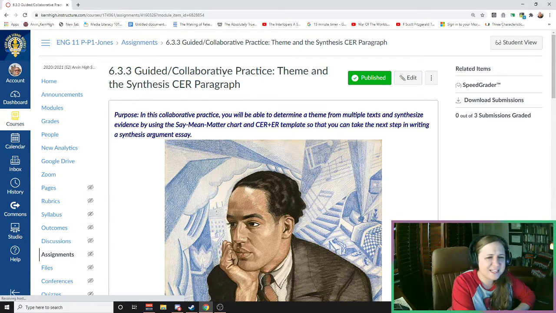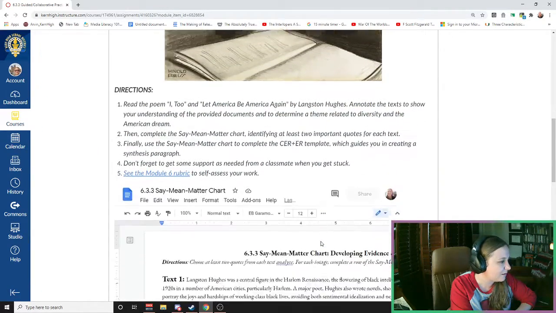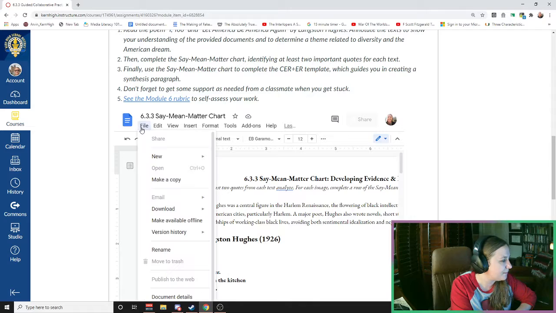This first activity is going to be an activity that we do together as a class, and we're going to read these 2 poems by Langston Hughes, who was a very influential poet during the time called the Harlem Renaissance in the 1920s. That's a picture of him right there. I'll go ahead and open this up.